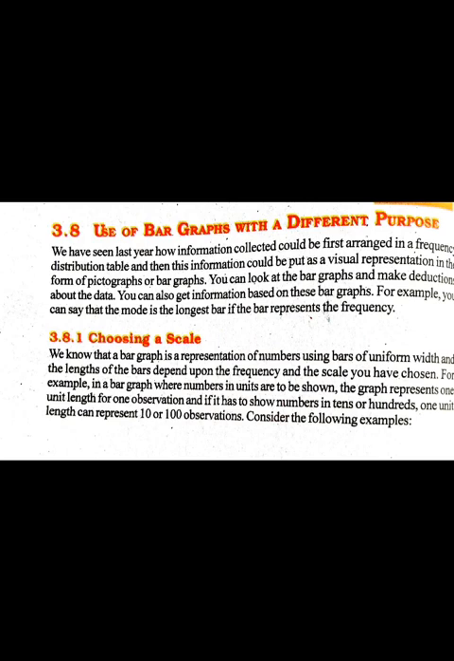Third question. Number of children in 6 different classes are given below. Represent the data on a bar graph. That is, there are 6 classes given: 5th, 6th, 7th, 8th, 9th and 10th. The number of children in each class is also given. You have to represent that data in a bar graph.